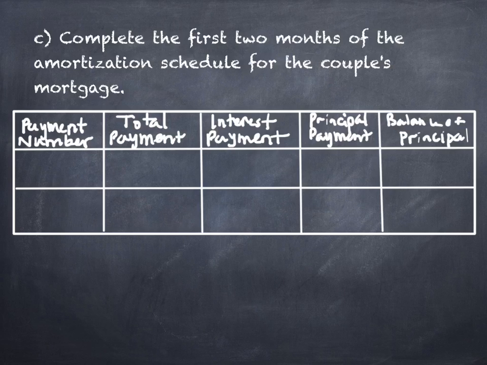So this is an amortization schedule for the first 2 payments. We're not going to show all 240 payments because that would take us quite a while. But we're going to see how that works and make some observations about this process.